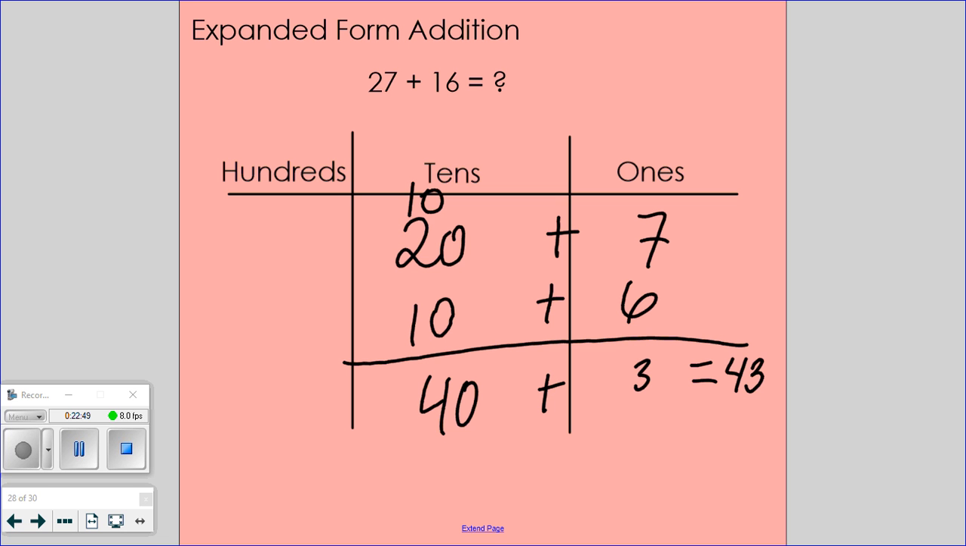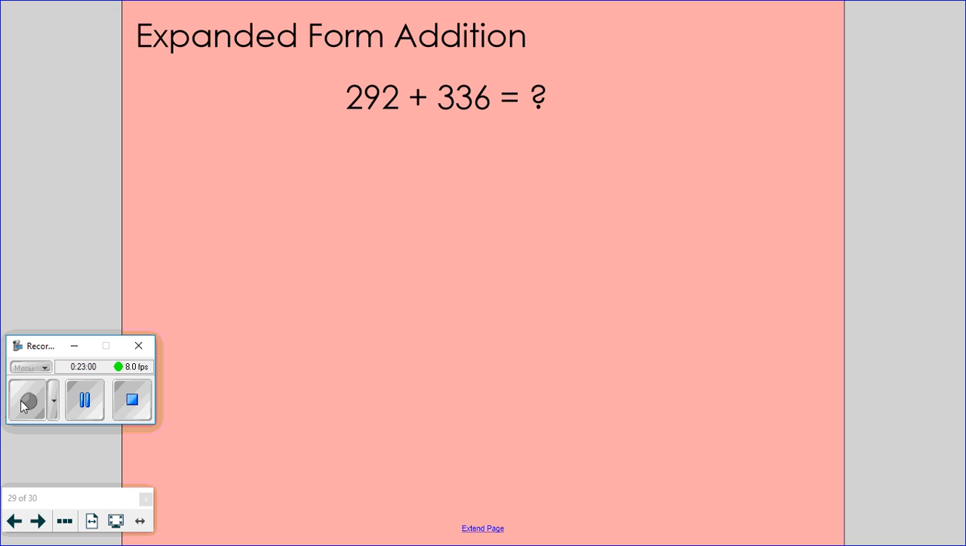So this is the exact same problem we just did, but instead of using pieces, we used our expanded form numbers. You should have a whiteboard marker, a really big fat one, and a tissue. Just make sure you have those materials. I'm going to show you how I want expanded form addition to look. This is what I expect on your homework tonight.